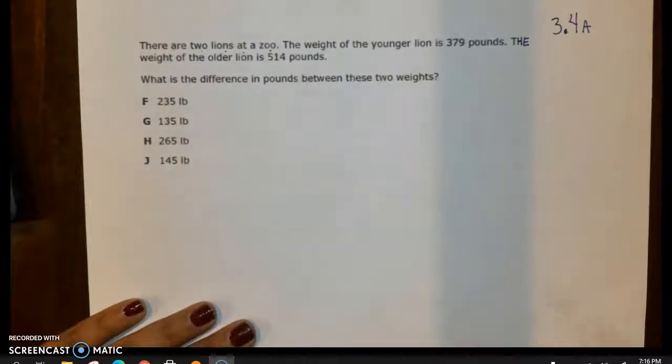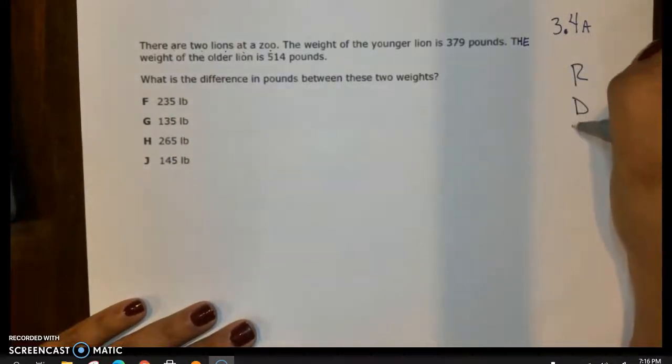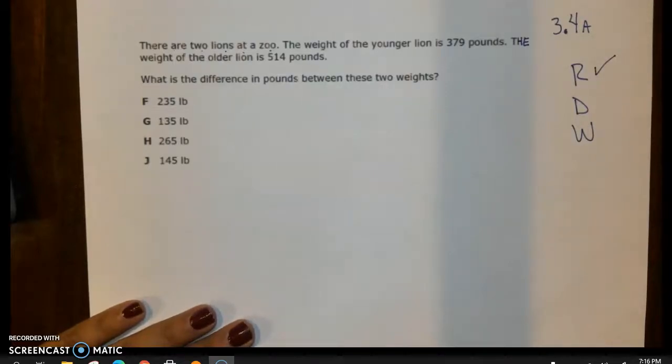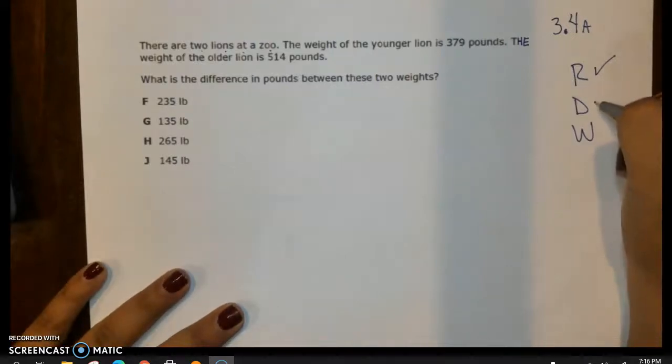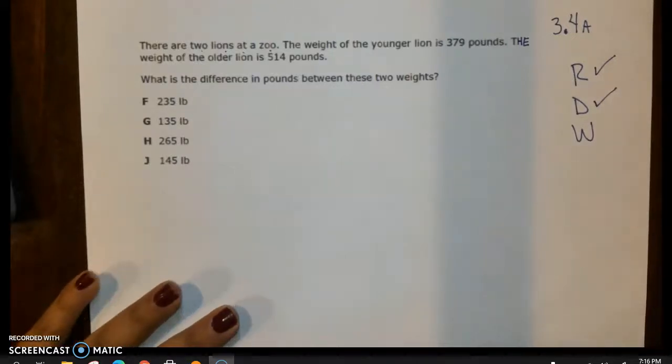So now that I've read my problem, I'm going to remember my RDW chart. I've read it. I can also read it again, which we will be doing together. And I'm also going to be drawing a representation of my problem.